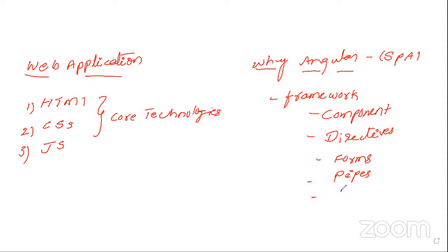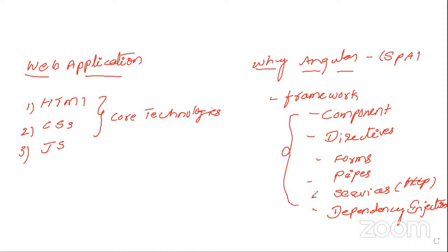And you can also make services. Angular also has services to send a request from client to a server using HTTP. And we also have dependency injection. So while creating services, we may need to load some dependencies, which is called dependency injection. So these are the main features which are there in Angular. By using all these main features, we will be able to build web applications as quickly as possible.